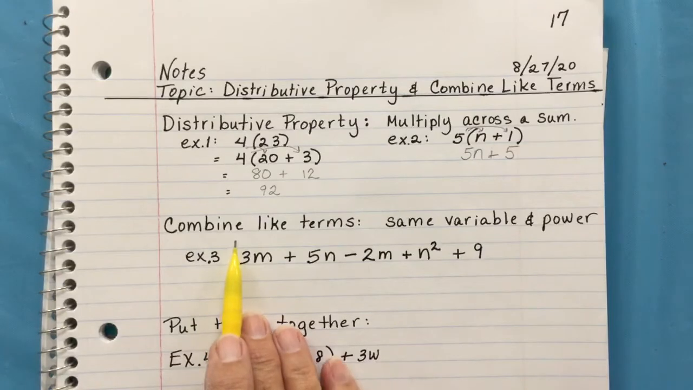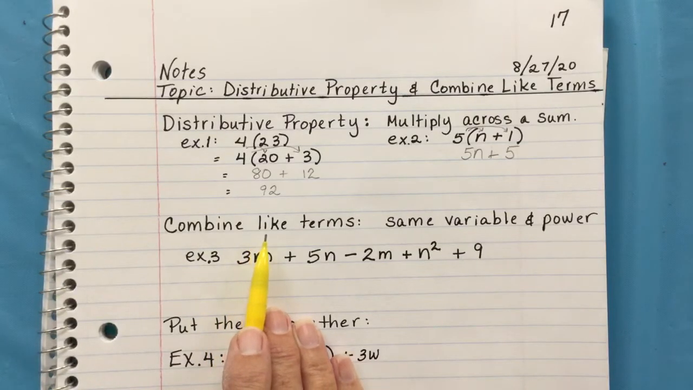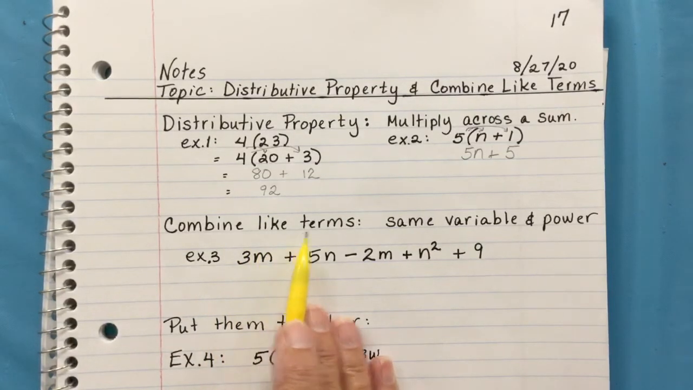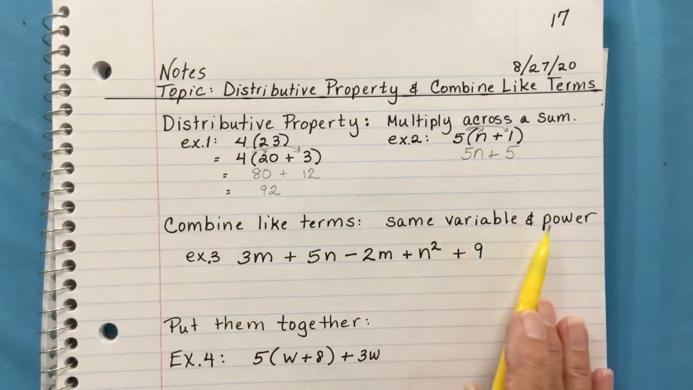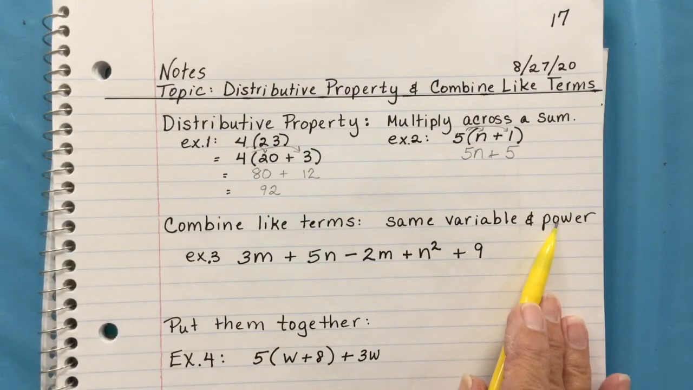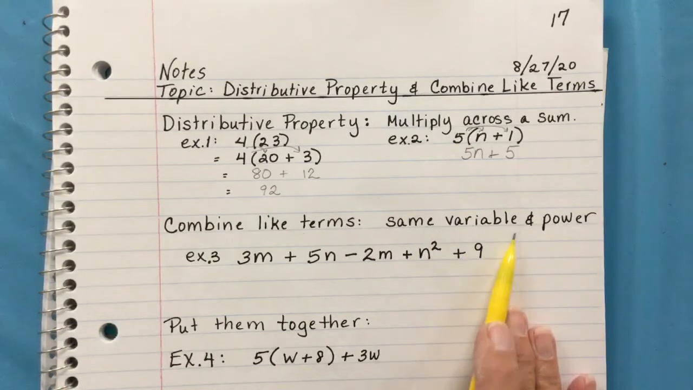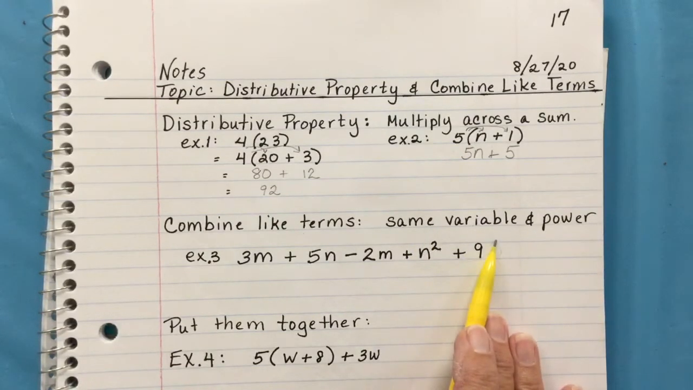Now, I want to explain about combining like terms. Like terms means they have the same variable, so n or x or y, and those variables have to be to the same power. So if it's squared, they have to both be squared to be alike. If it doesn't have a variable and it's just a number, they can all be combined. So look at example 3.